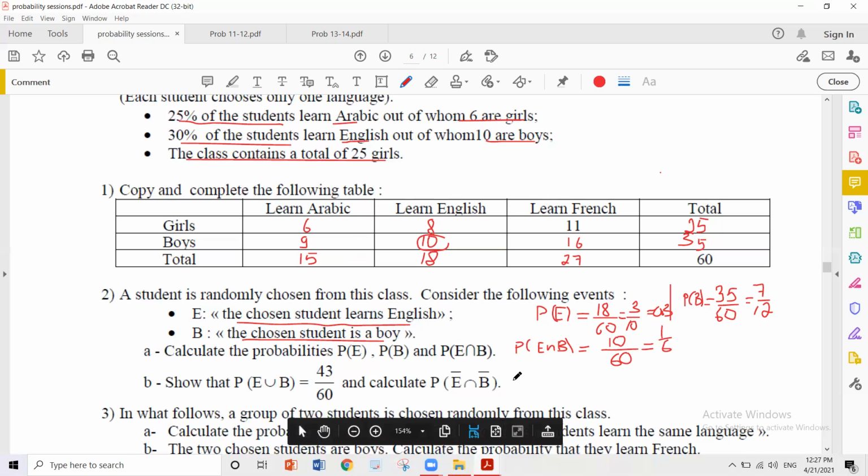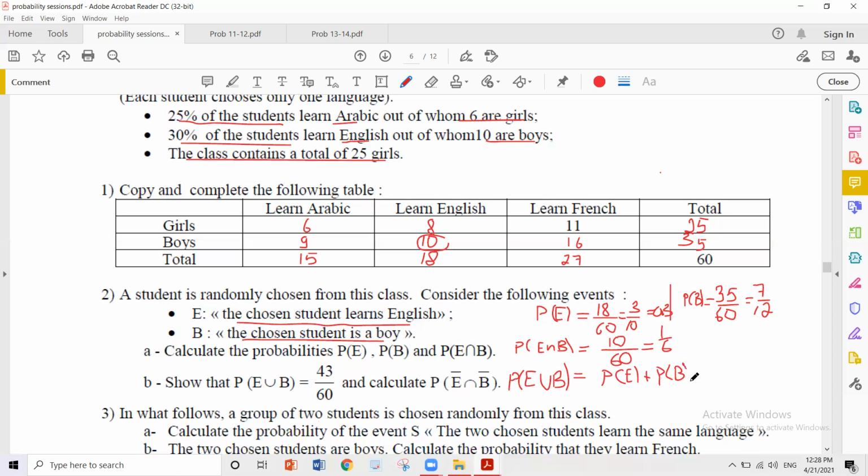Now, the probability that E union B. This is the first time we are going to use this one, because we discussed it in the beginning of this chapter, with activities. What is the probability that E union B? Probability E plus probability B, minus probability of the intersection. Equals.